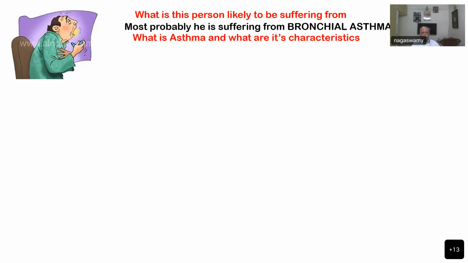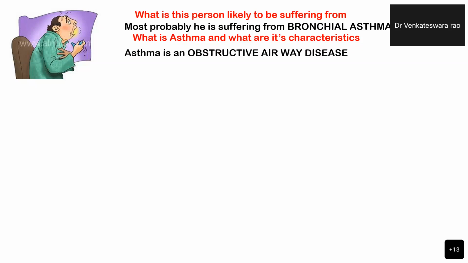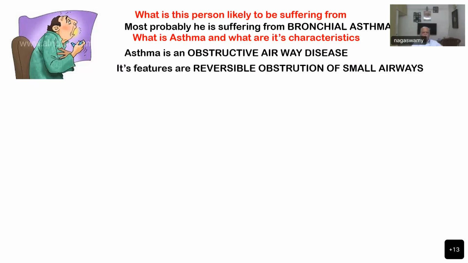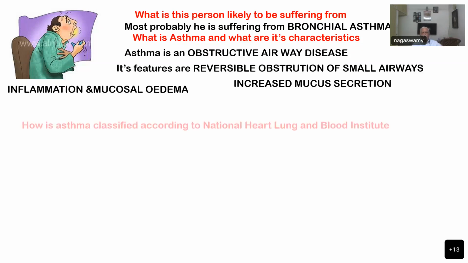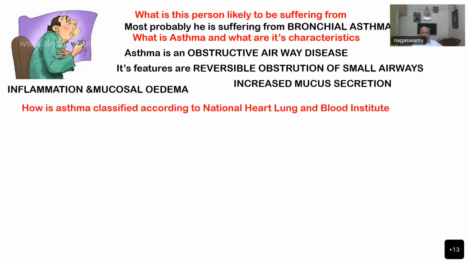Is it an obstructive disease or a restrictive disease? Reversible. It's an obstructive airway disease. Why can't you just say that at least? There is an obstructive airway disease. Features are it is a reversible obstruction of small airways. That is all. Inflammation and mucosal edema are also happening there, and increased mucus secretion is there. So these are the features.